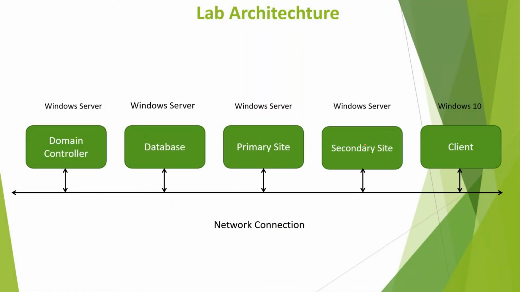Now when we go in the training, then we will set up the lab like this. We will have some servers and client machines. So we will have 5 servers: domain controller, database, primary site, secondary site, and one client machine, Windows 10 or Windows 11. All will be connected to a network connection so that they can talk to each other.